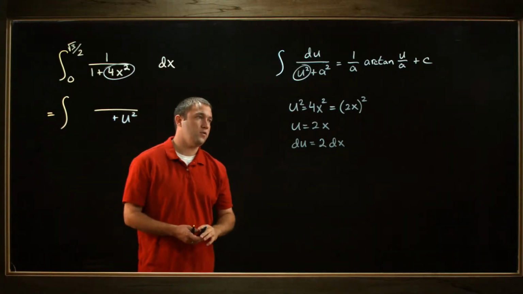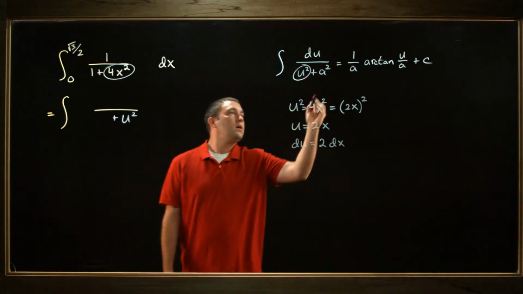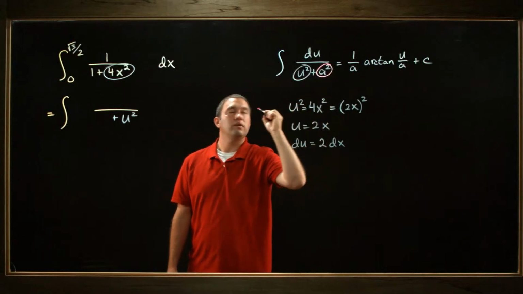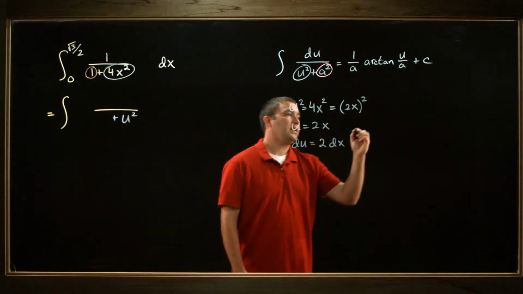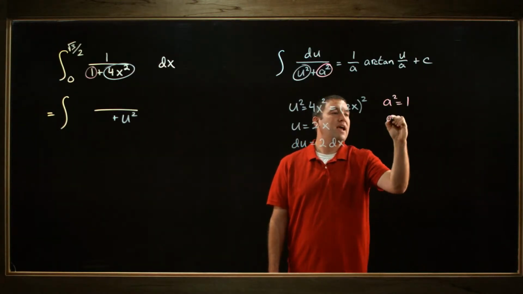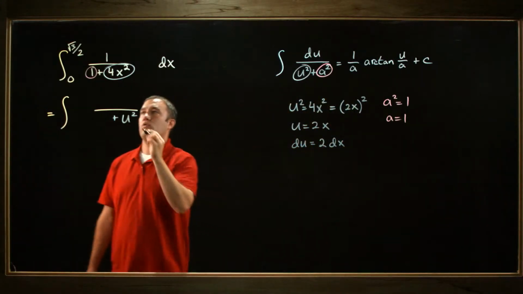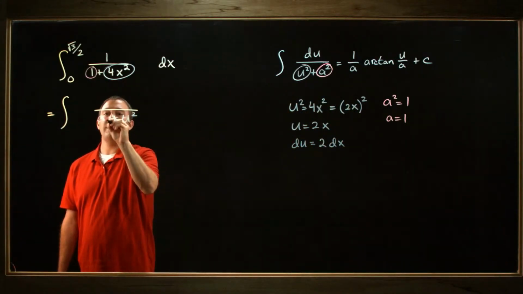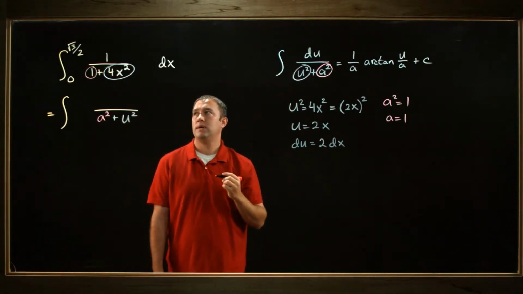All right, what else can I do? Well, I need to deal with this a squared right here. And I'm going to want this a squared to be the same as this 1. Well, that's not too hard. I could set a squared equal to 1, and then a has got to be equal to 1. So if I like, I could rewrite this 1 as an a squared. And that looks just like I want it to in this formula.